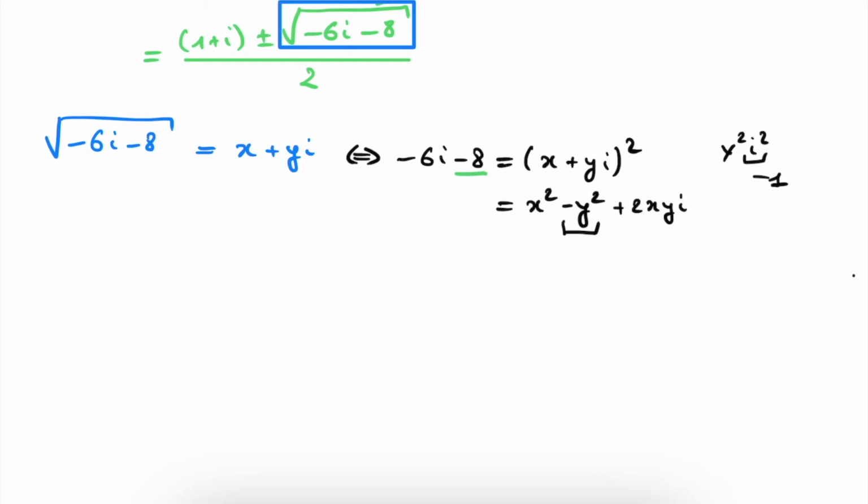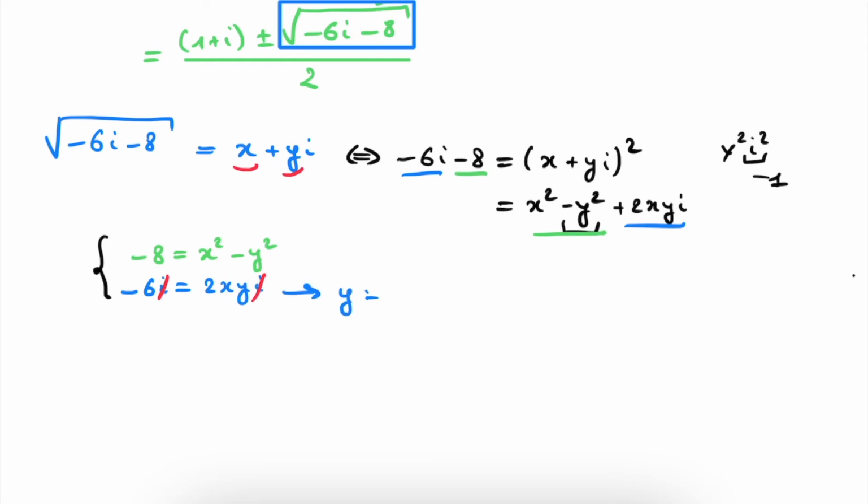And then again, equating the real parts with each other and the imaginary parts with each other, we get the following system of two equations. We get that minus 8 is equal to x squared minus y squared for the real parts. And we have that minus 6 is equal to 2xy for the imaginary parts. And this will be the set of two equations that we need to solve in order to get x and y. We see that this 2 of course already cancels, and we find a relation between y and x as being y is equal to minus 3 over x.